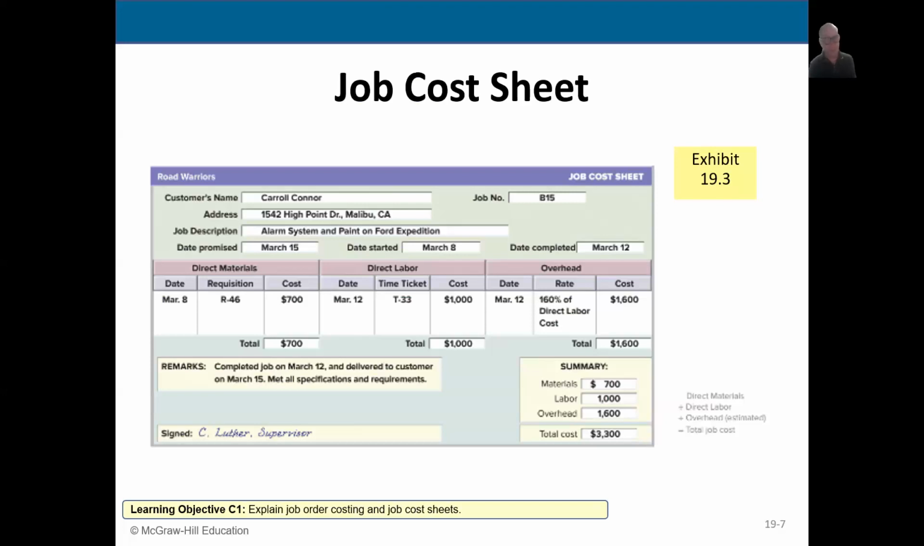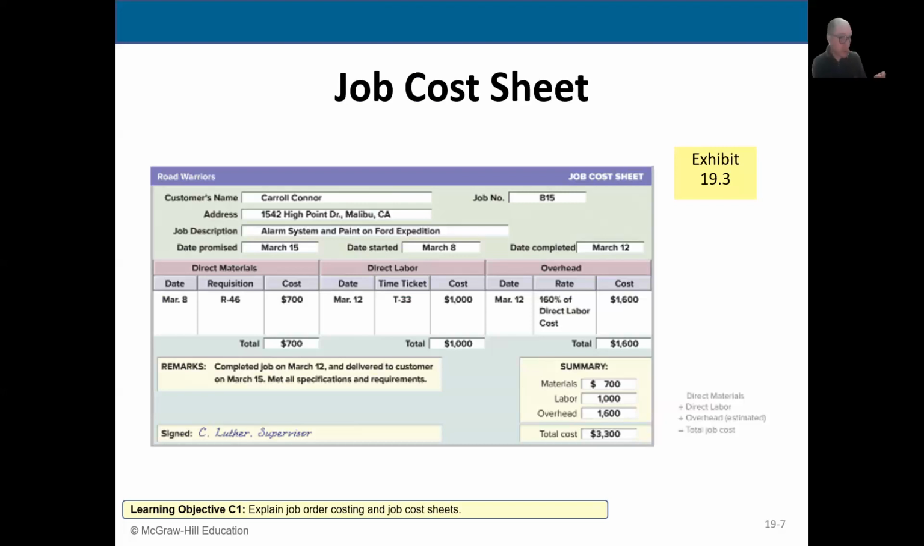And then I apply factory overhead. Factory overhead can be applied in a couple different ways. We have what's called the single plant wide rate method. We have a couple of other methods such as activity-based costing and a couple of other overhead application methods. For this example, we're going to keep it simple and use the single plant wide rate method.